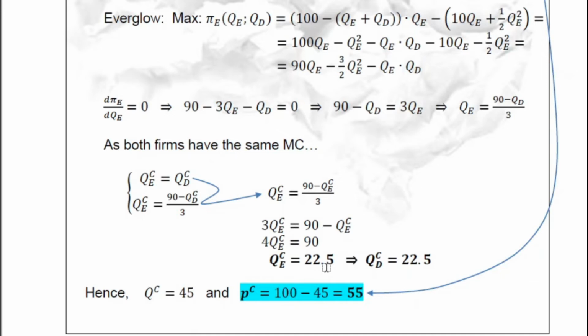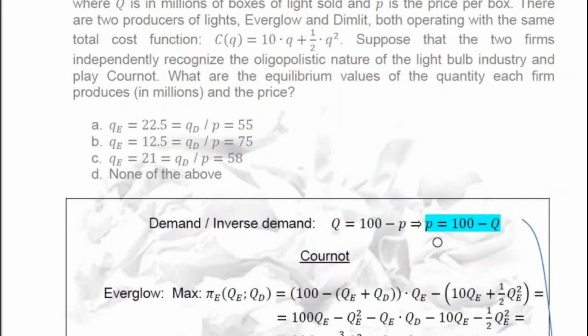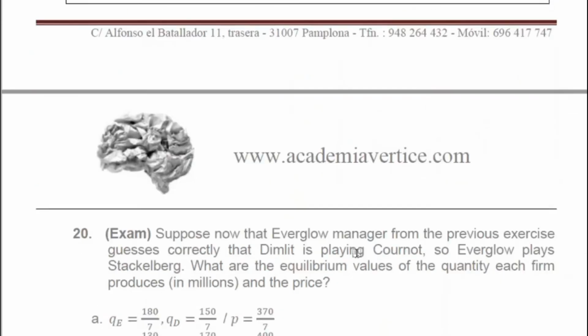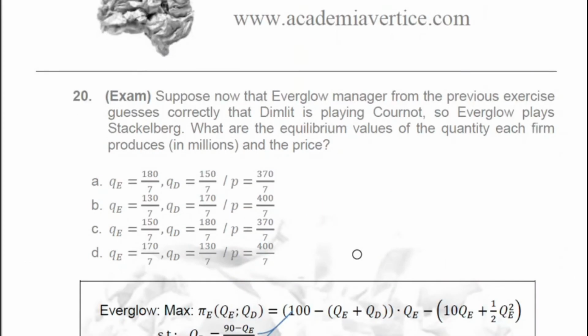With these 45 units, we go to the inverse demand and we find that the price would be 55. So it should be A. Perfect.